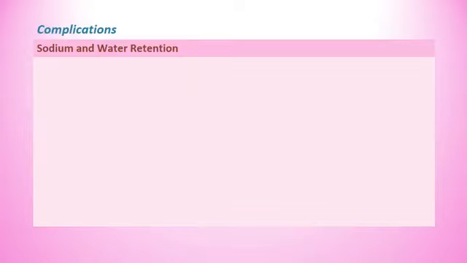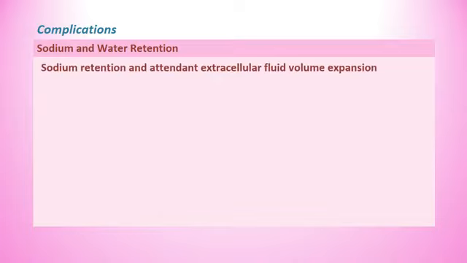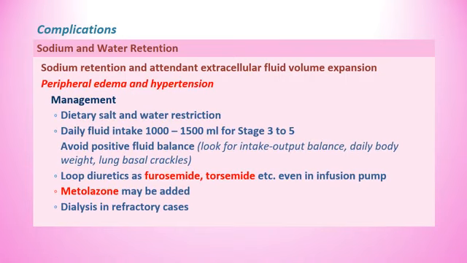First of all is sodium and water retention. Sodium retention and attendant extracellular fluid volume expansion occur. What happens? Peripheral edema and hypertension. How to manage? Dietary salt and water restriction, daily fluid intake 1000 to 1500 milliliters for stage 3 to stage 5. Avoid positive fluid balance.